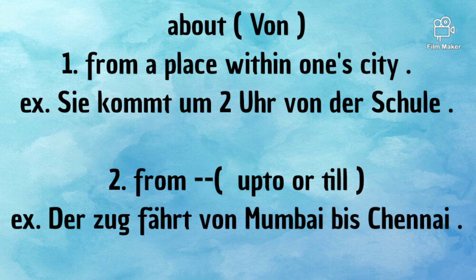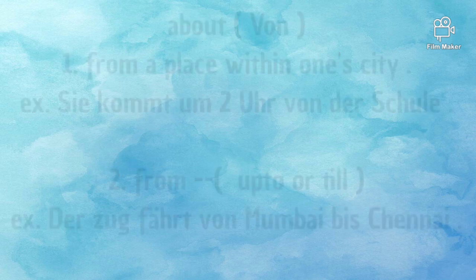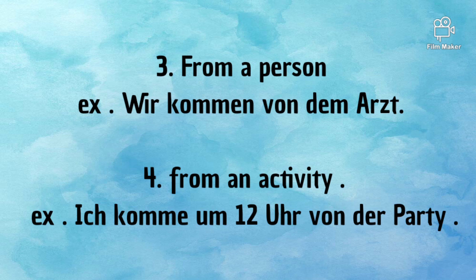The next sentence is that from a person. So when we talk about from a person, we say: Wir kommen von dem Arzt. So when we say that, it means we came from the doctor's place or doctor. From an activity. Ich komme 12 Uhr von der Party. It means I came from the party at 12 o'clock.